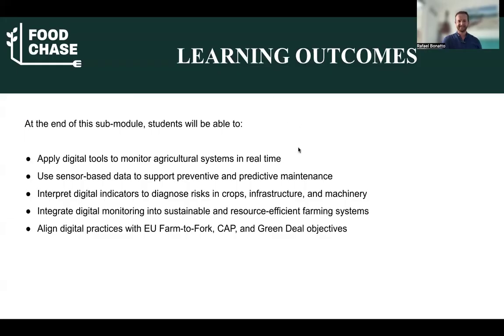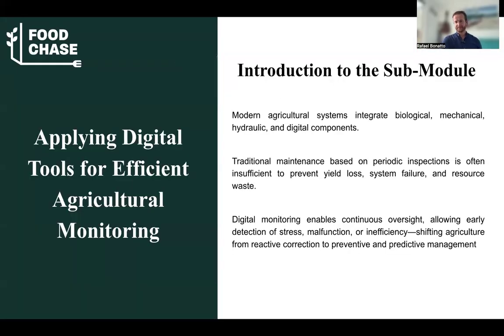Let's start our class. The first part of our presentation is composed of the introduction to the submodule, which explains that modern agriculture systems integrate biological, mechanical, hydraulic, and digital components. Those last ones really represent the very updated type of agriculture. Back in the day, we didn't mention digital components in agriculture systems, but now we see that it's essential, okay?